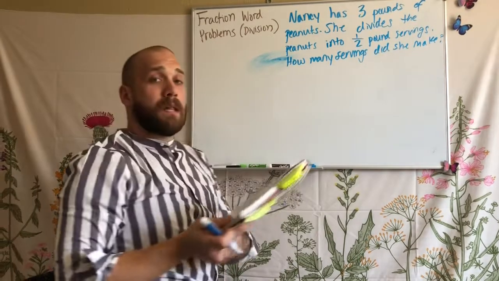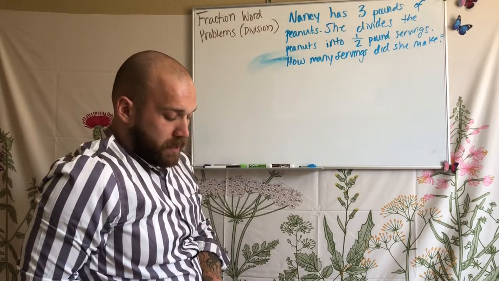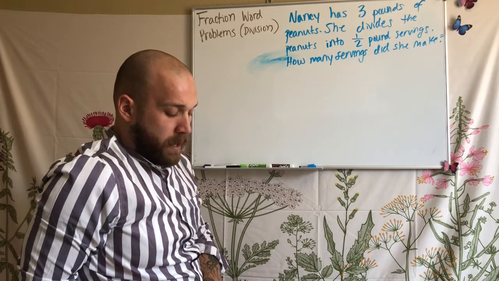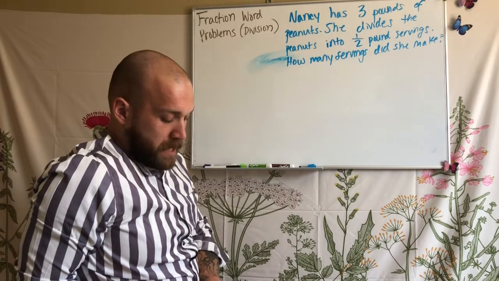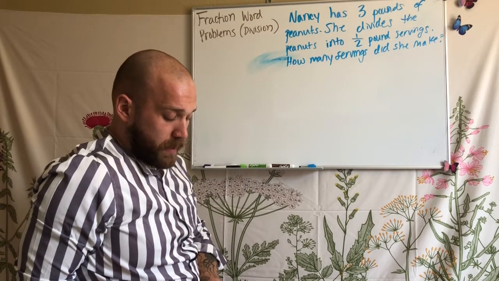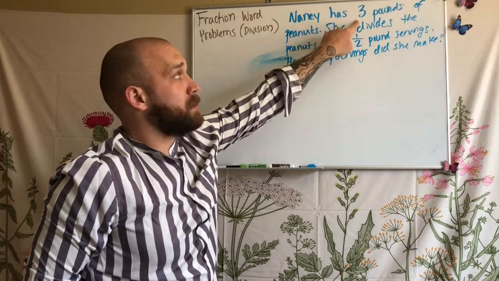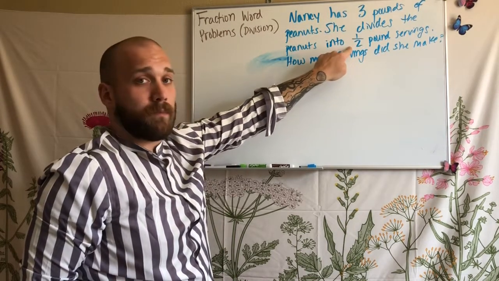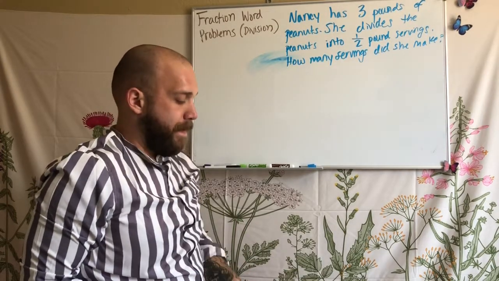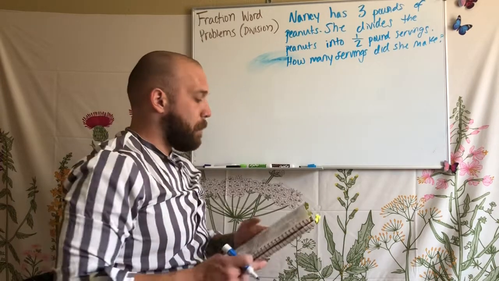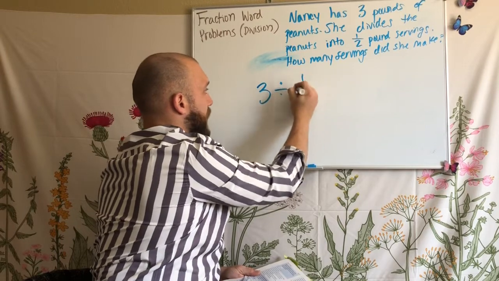So, let me reread this for you. Nancy has 3 pounds of peanuts. She divides the peanuts into servings that are 1/2 pound each. How many servings does she make? The problem tells how many pounds she starts with and the fraction you divide by. How many pounds she starts with? 3 pounds. And what fraction am I dividing by? 1/2. So, my equation would be 3 divided by 1/2.